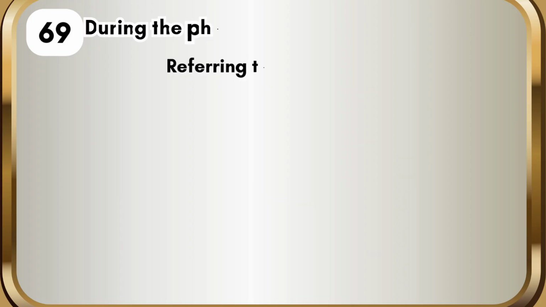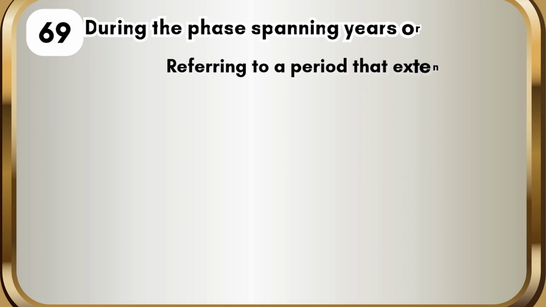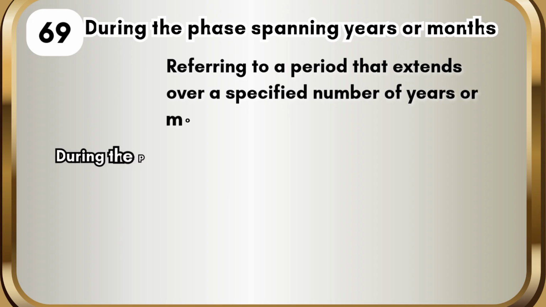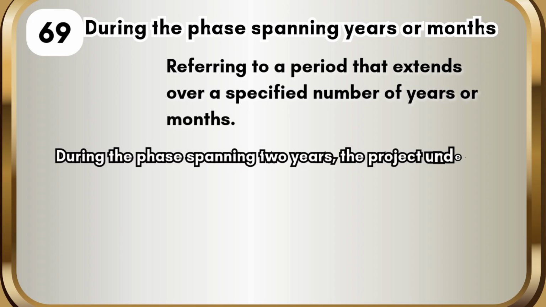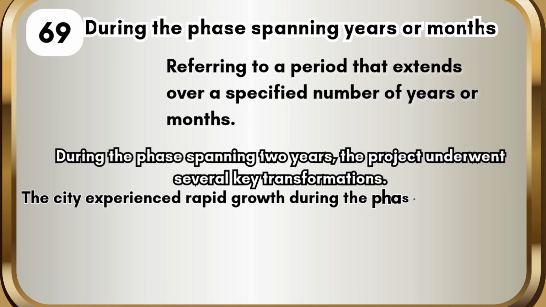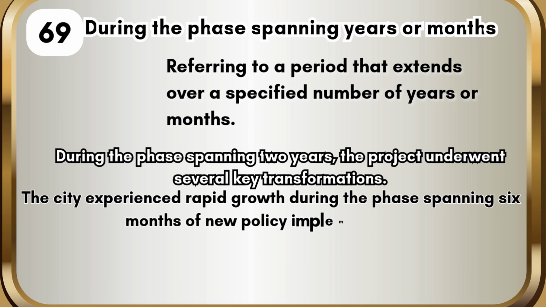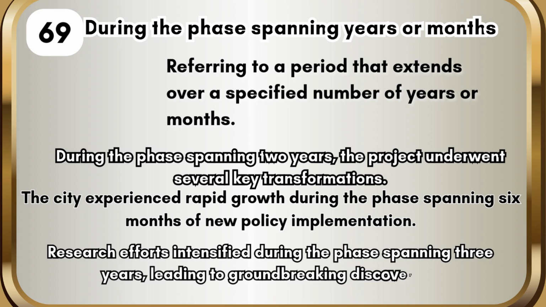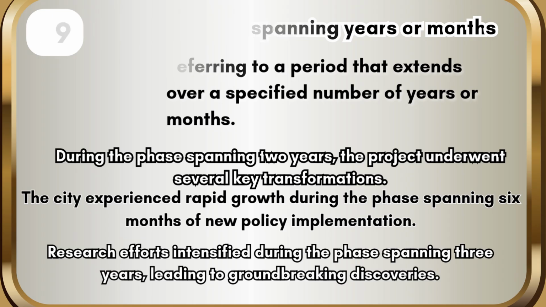During the phase spanning years or months, referring to a period that extends over a specified number of years or months. During the phase spanning 2 years, the project underwent several key transformations. The city experienced rapid growth during the phase spanning 6 months of new policy implementation. Research efforts intensified during the phase spanning 3 years, leading to groundbreaking discoveries.